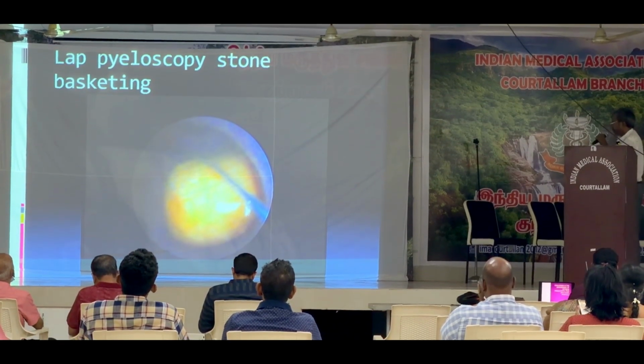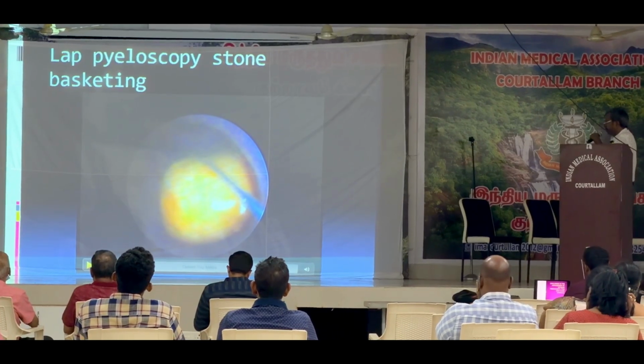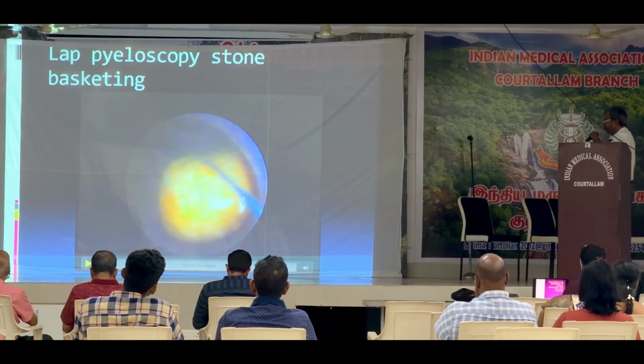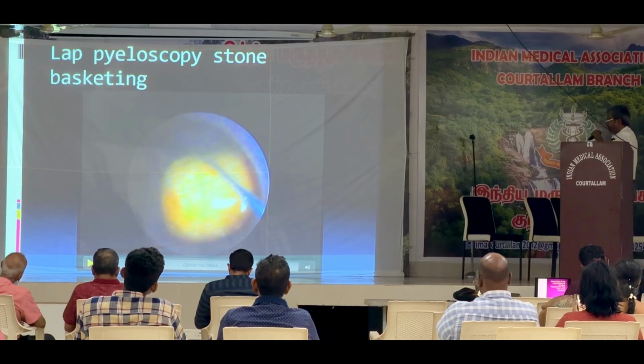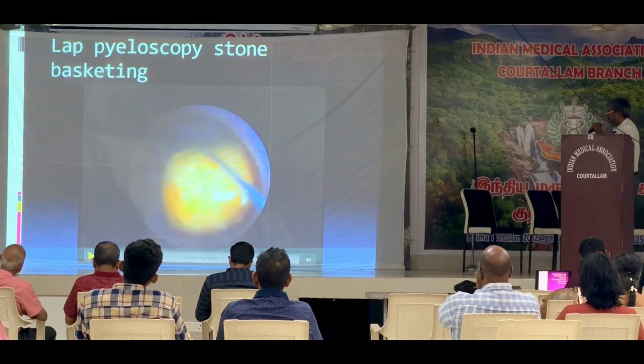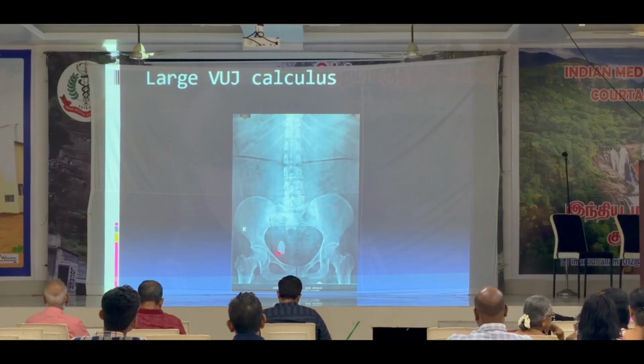During laparoscopy, if your patient is having a PUJ obstruction with stone, what we'll do is a laparoscopy, and through one of the 5 mm ports we pass in a ureteroscope. This is a female patient with a large vesicoureteric junction stone.